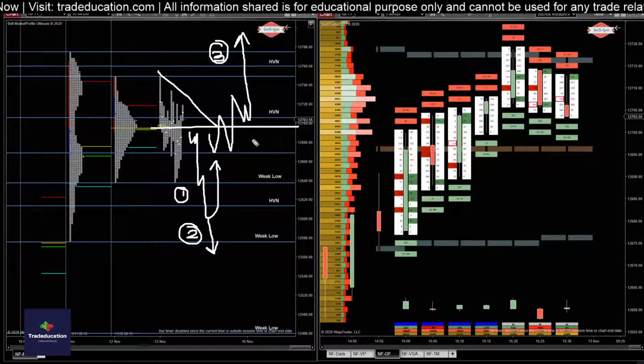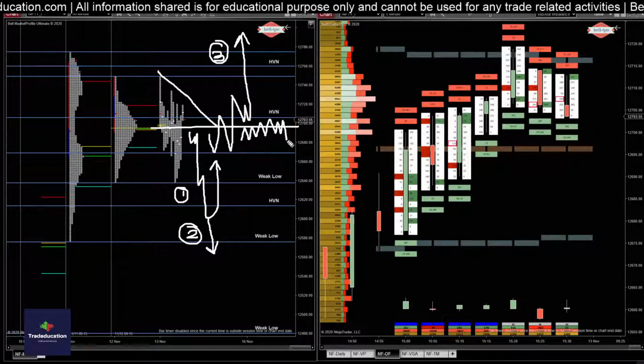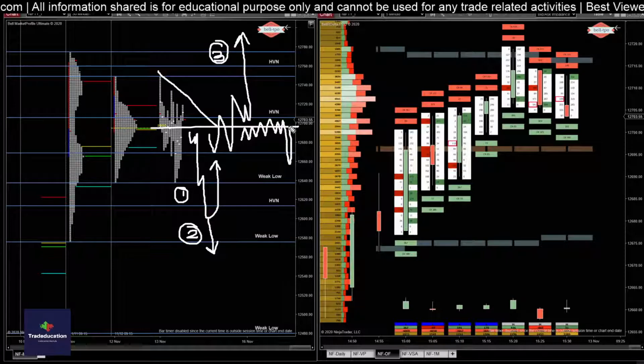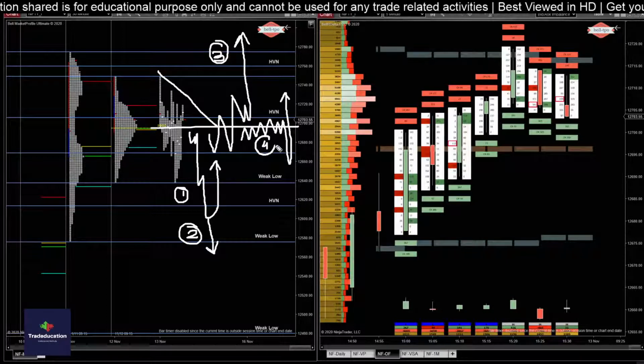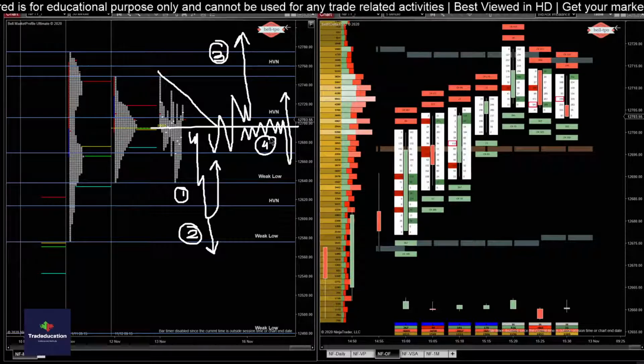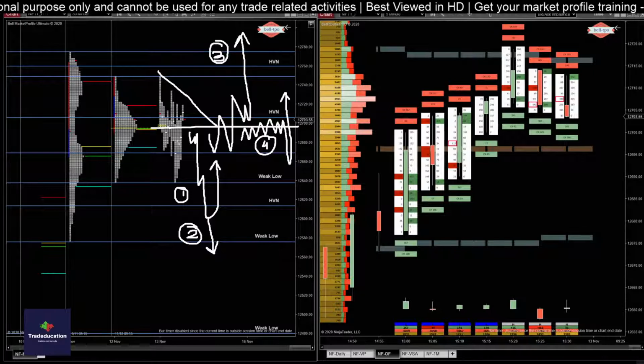And the fourth auction development path which I'm seeing is the auction just developing sideways around the POC, and then it will tag the high, the low, and the high. Okay, so these are the four auction development paths which I'm looking at for today from the intraday trade perspective.